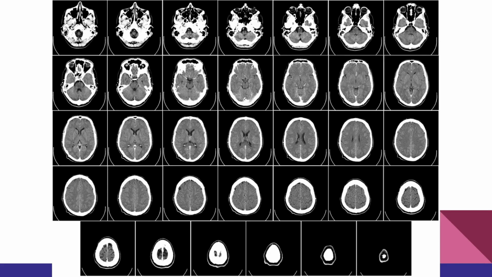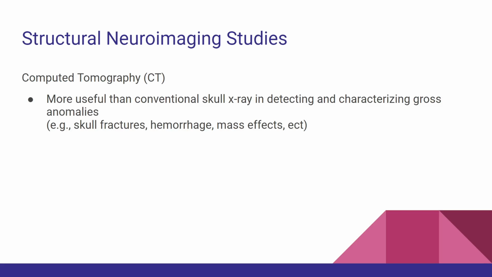So these are various CT images, and you can look and see the bright white bone structures as well as the dark pockets indicating either nasal cavities or ventricular cavities, and that the brain tissue tends to be a relatively uniform looking color. So CT imaging tends to be more useful than conventional skull X-rays at detecting and characterizing gross abnormalities, so things like skull fractures, hemorrhages, mass effects, etc.